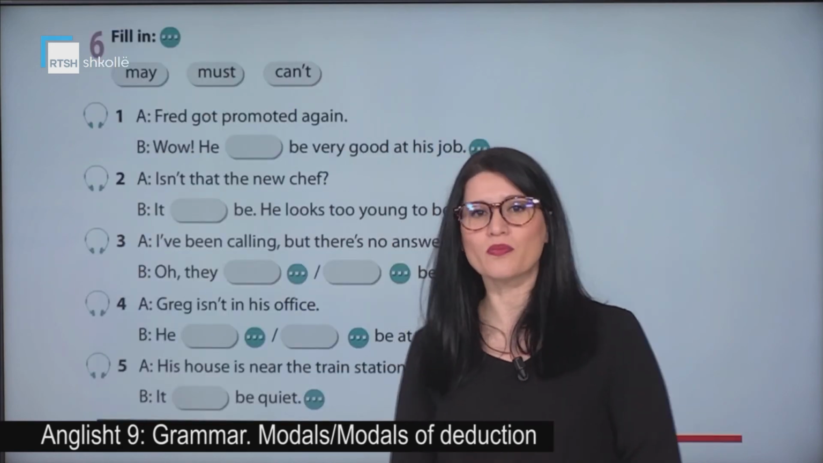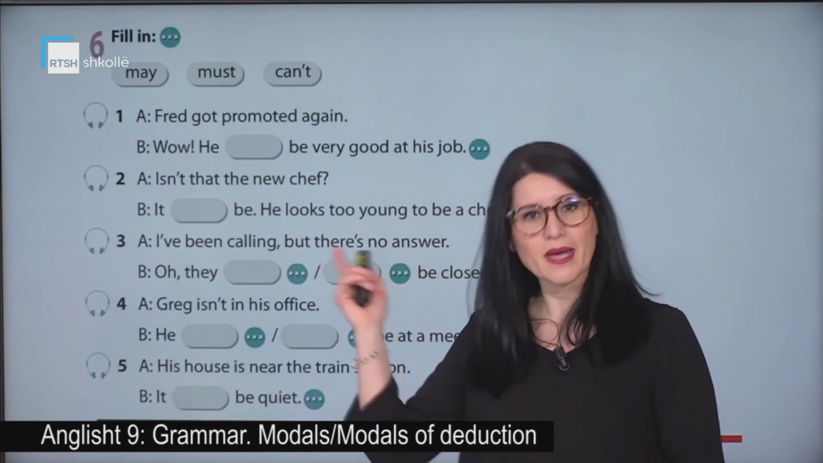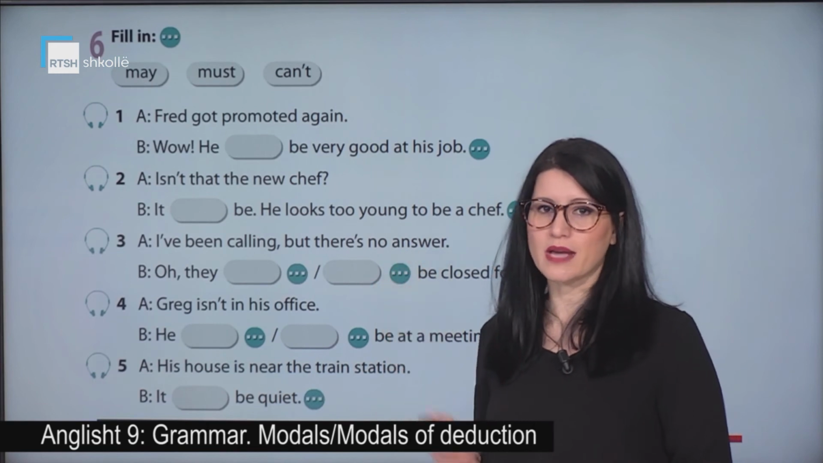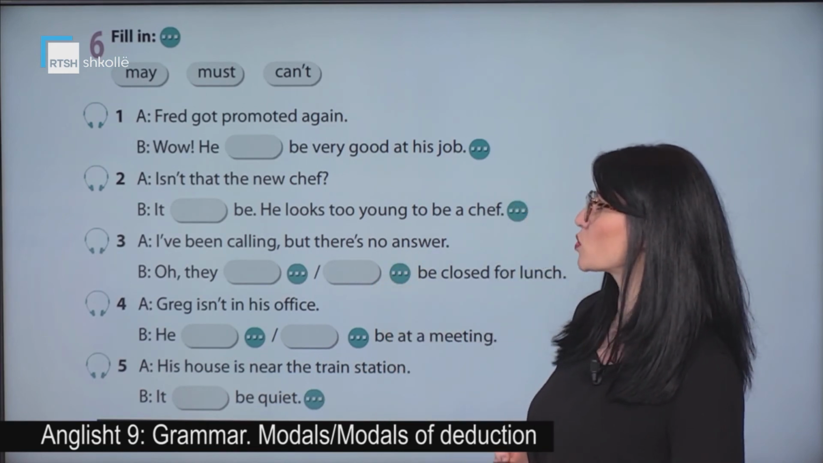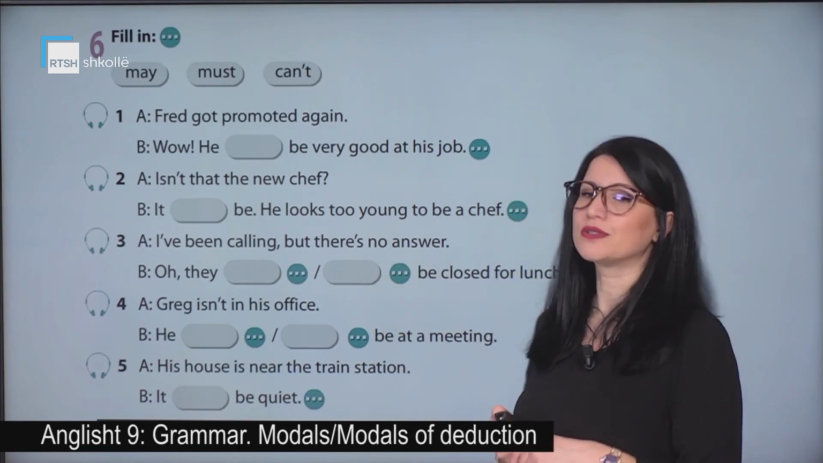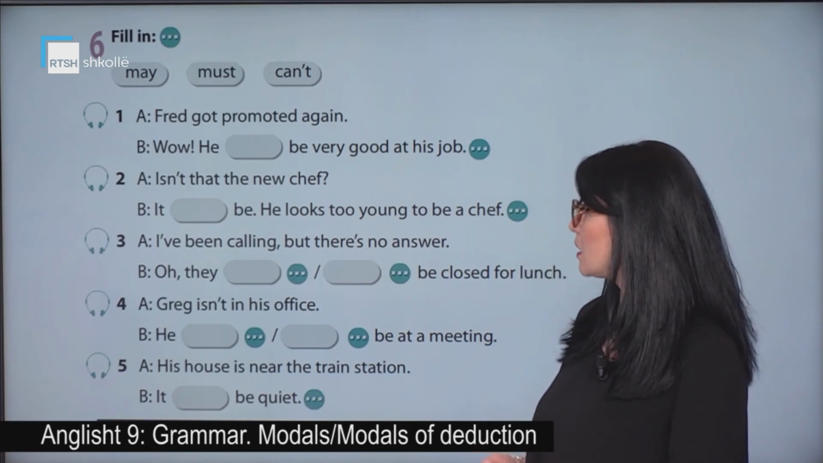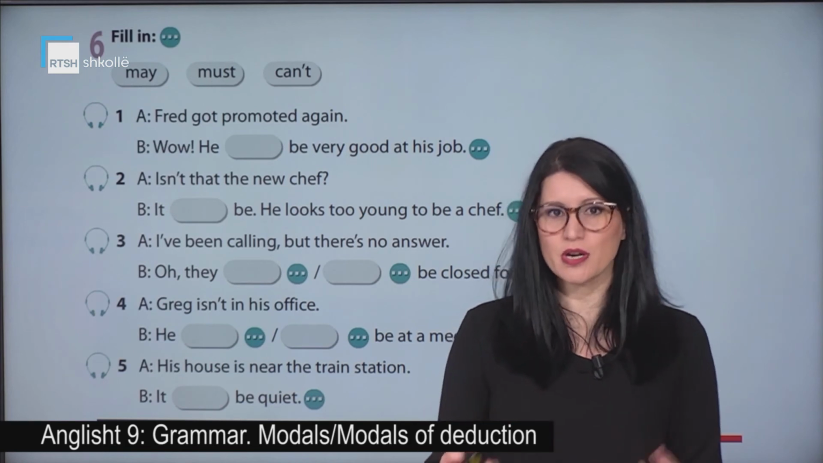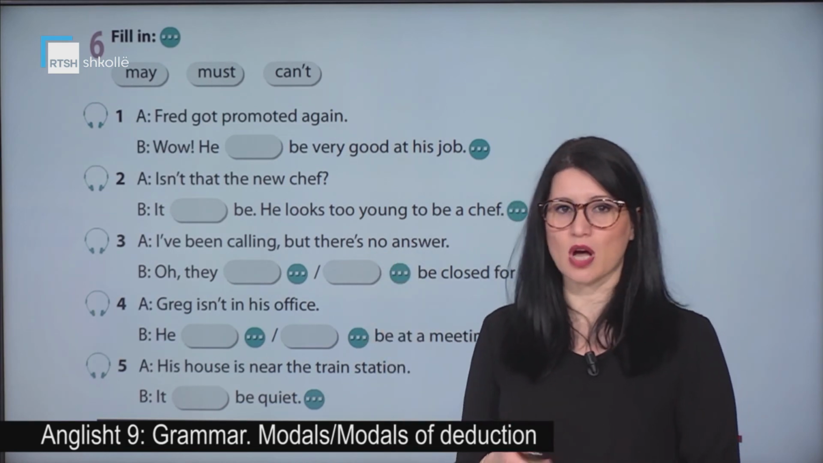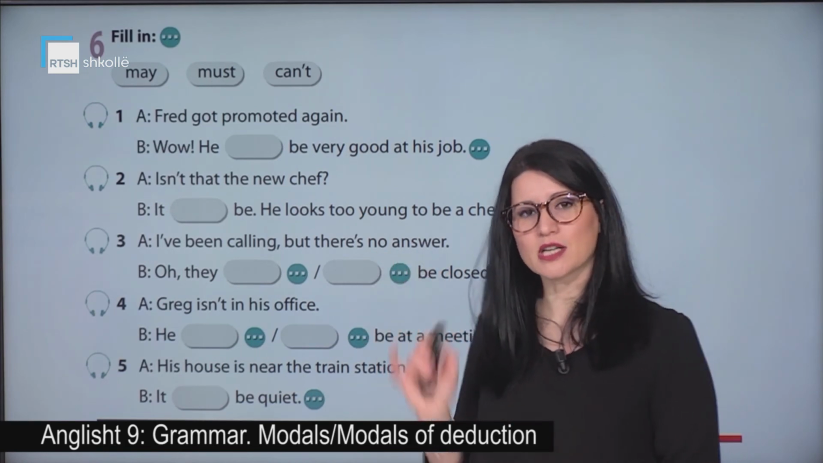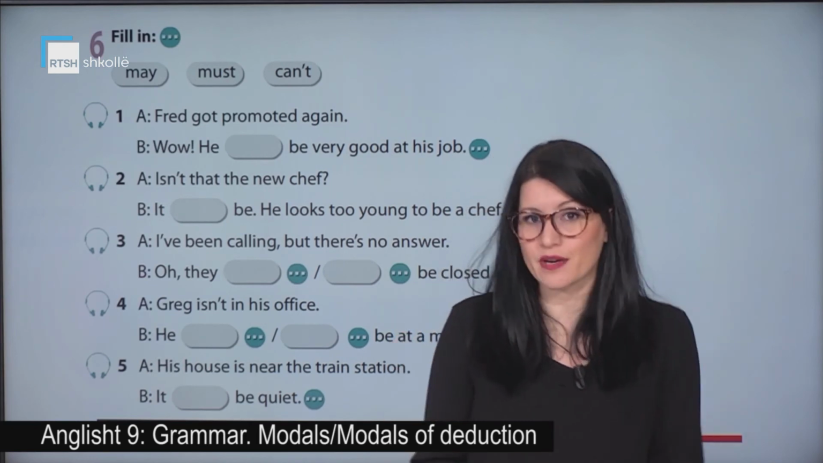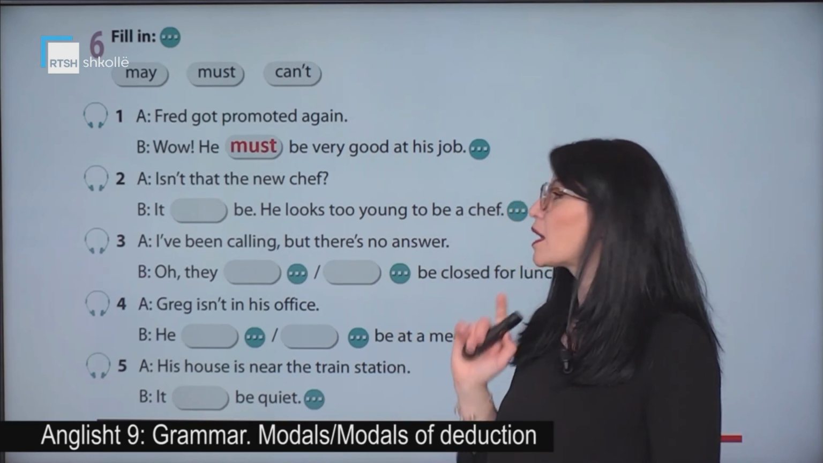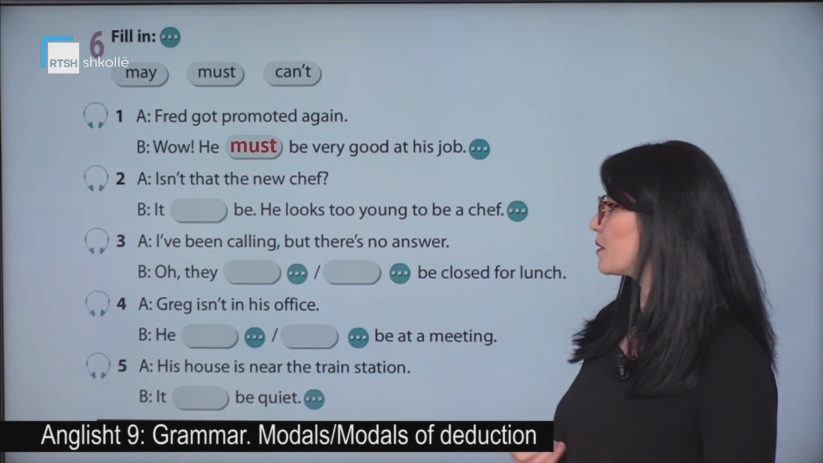Now we are going to practice the modals of deduction by completing the sentences with a correct modal. The first one, Fred got promoted again. Wow, he must be very good at his job. So this person is very sure that Fred is very good at his job. So what modal of deduction do we use to express that we are very sure of something? And it is must. Let's go on with number 2.